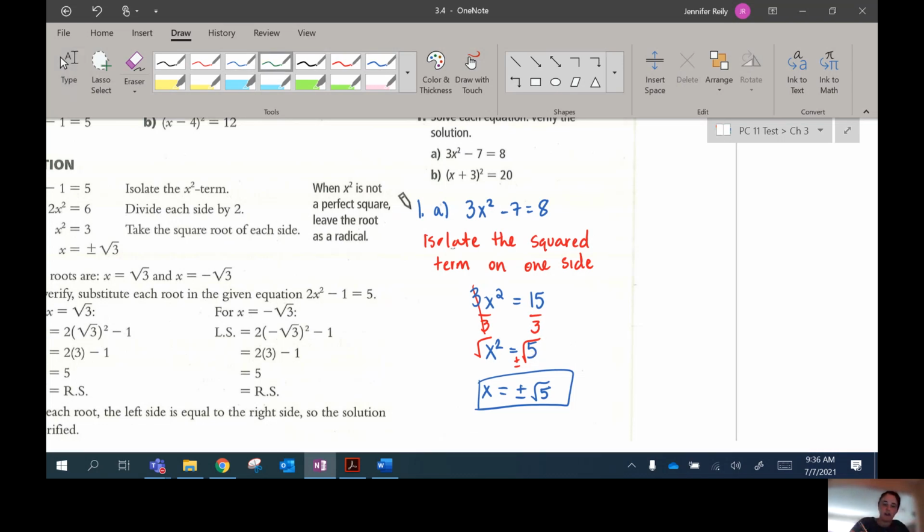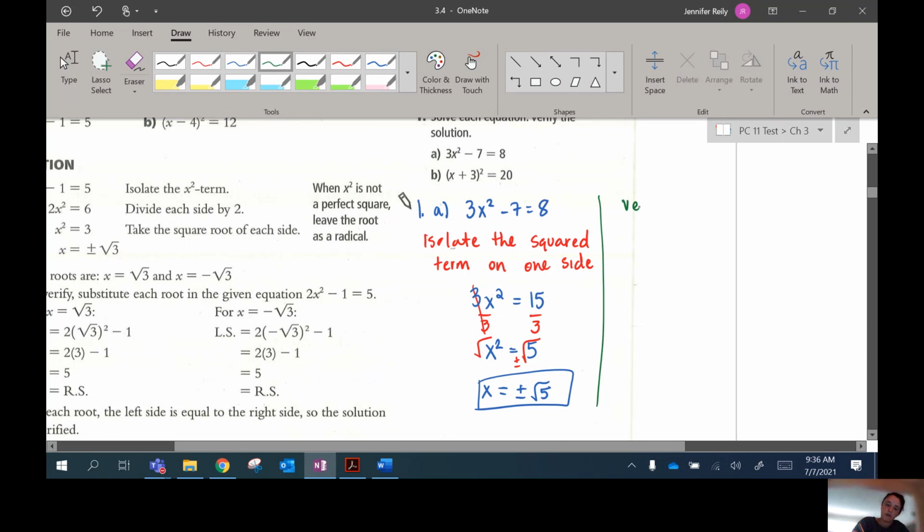We can verify that this is true. Let's take the original equation, 3x squared minus 7 equals 8, and plug in, let's just do the positive square root 5. If it's negative root 5, it's going to be the same because when you square it, it becomes positive anyways. So this would just simply be 3 times 5.